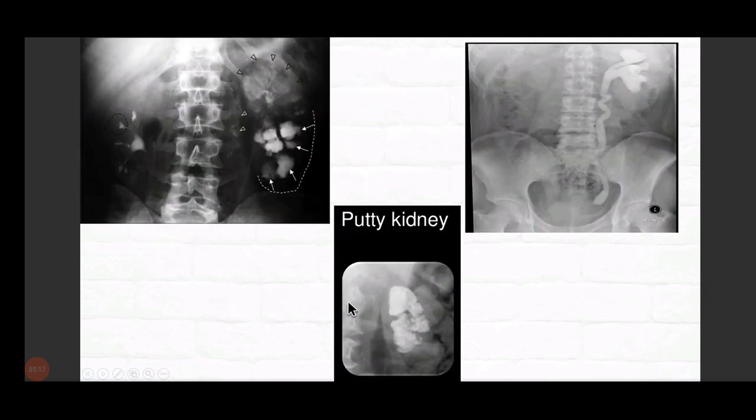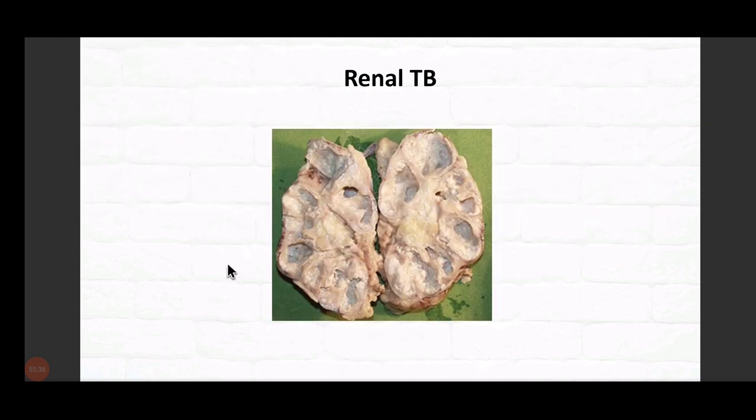In the last stage, there is a term known as putty kidney. That is a kidney which is scarred, multiple calcification has happened. This is a non-functioning, contracted, deformed kidney. It has to be removed. If the patient is symptomatic, that is getting superadded infection, it has to be removed. This is how a renal tuberculosis may look like.